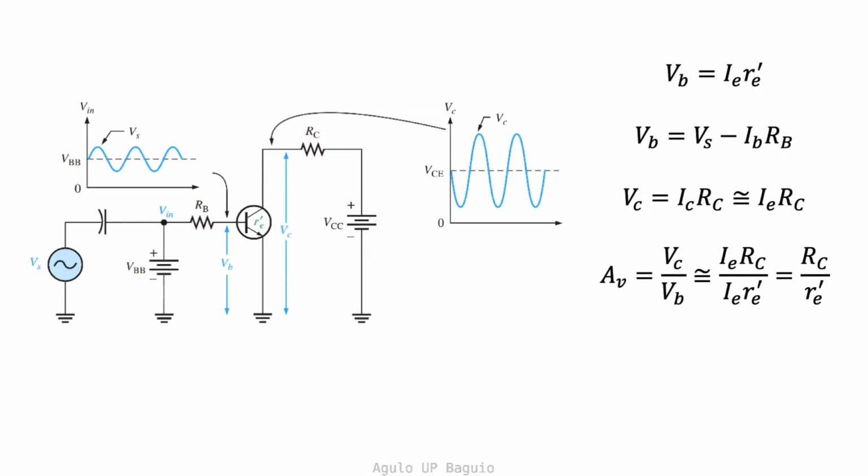The AC collector voltage is just the AC voltage drop across RC. Since the emitter current is approximately the same as the collector current, we can also write the collector voltage in terms of the emitter current. The voltage gain is defined as the ratio of the collector voltage to the base voltage as shown. Since VC equals IE RC and VB equals IE R'E, then the voltage gain is just equal to the ratio of the collector resistance to the internal AC emitter resistance.